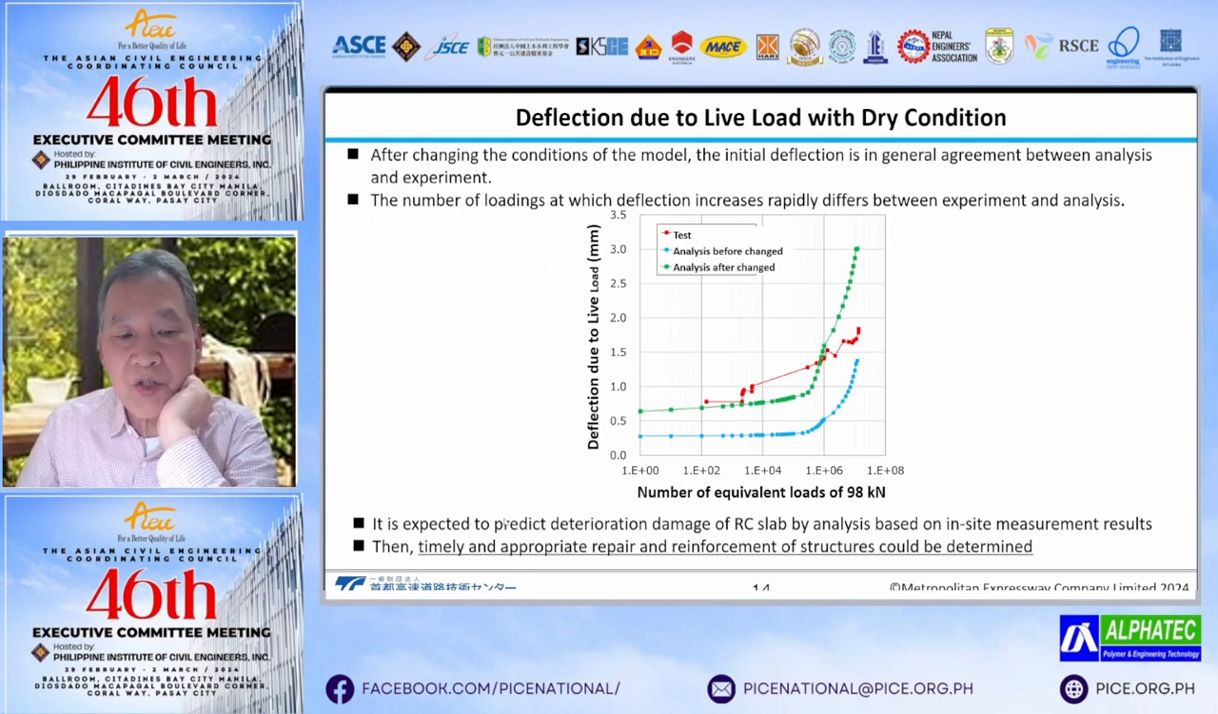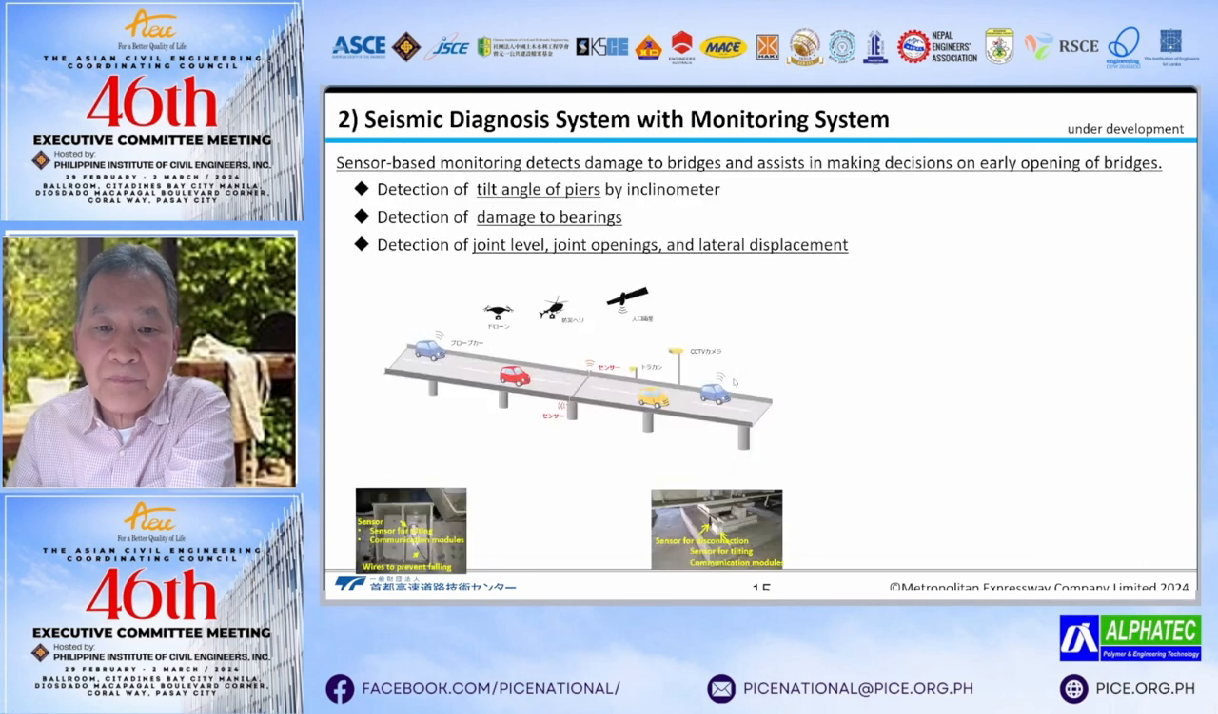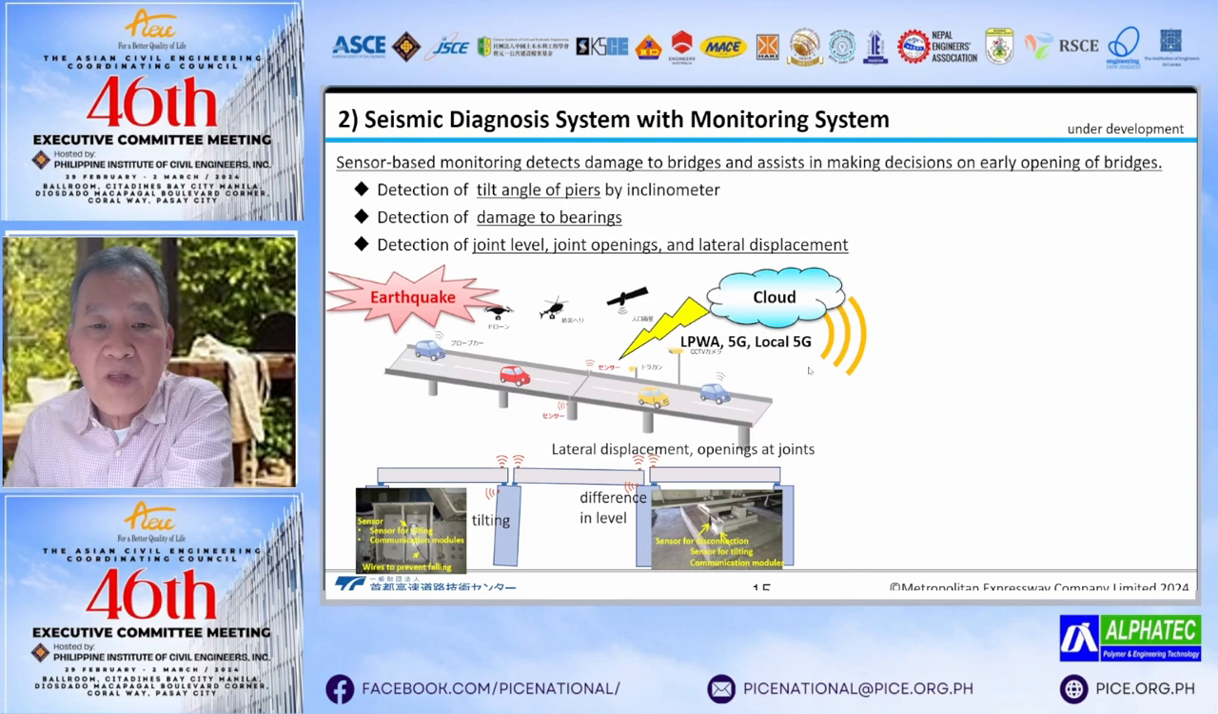It is expected to predict deterioration damage of reinforced concrete slab by analysis based on in-situ measurement results like this. But still, we have differences around here. By this analysis, I hope it is possible to carry out timely and appropriate repair and reinforcement of structures. So this is one example that we are now developing. And this is the second example. This is for the emergency case.